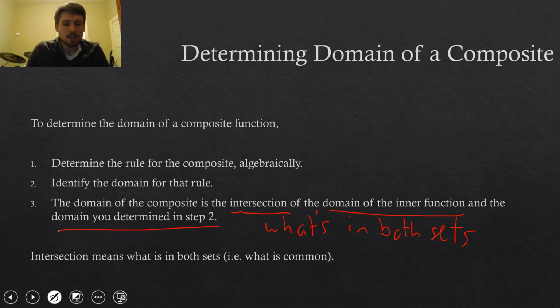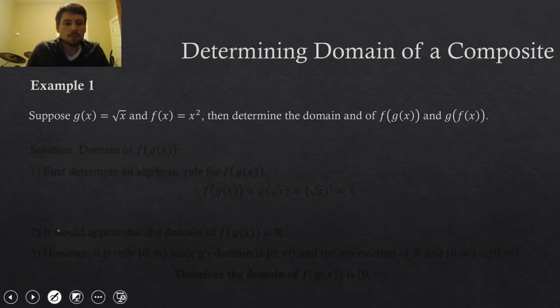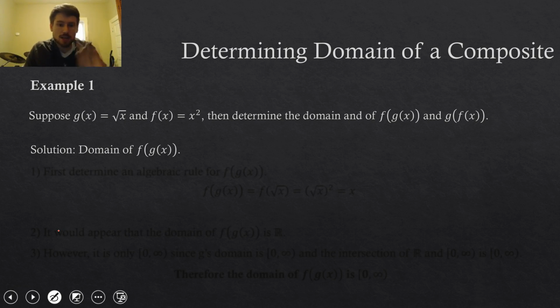All right, now let's go ahead and give it a try. So here's an example. We've got g of x is square root x, and f of x is x squared. Let's look at both f of g of x and g of f of x. So these are the two kinds of ways you can compose these. You can compose x squared into root x, or you can put root x into x squared, and then we'll have 2 different compositions.